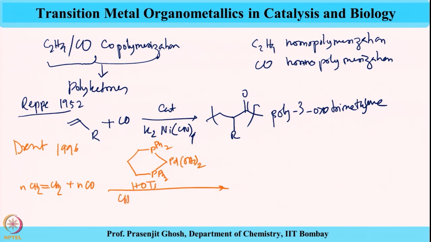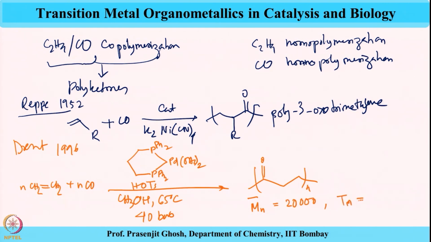In HOTS methanol, at 65 degree centigrade and 40 bar pressure, he could make polyketone with molecular weight 200,000 and Tm equal to 60 degree centigrade, and this is a thermoplastic material.